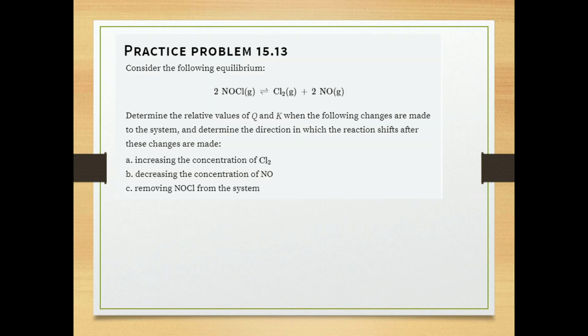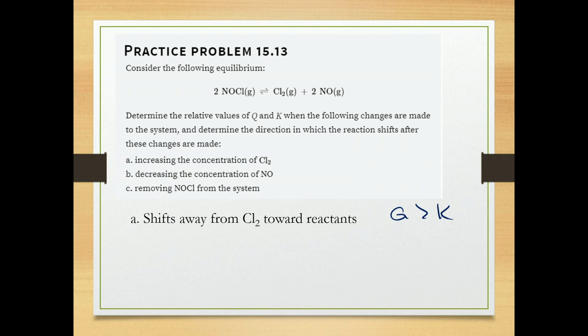So what happens if I increase the amount of Cl2? I'm now increasing the amount of the product. It's going to increase my numerator. My Q will become greater than K. And when Q becomes greater than K, the reaction will want to go backwards. So adding something, it's going to want to go the opposite direction. So it's going to shift away from the Cl2 toward the reactants because Q becomes greater than K.